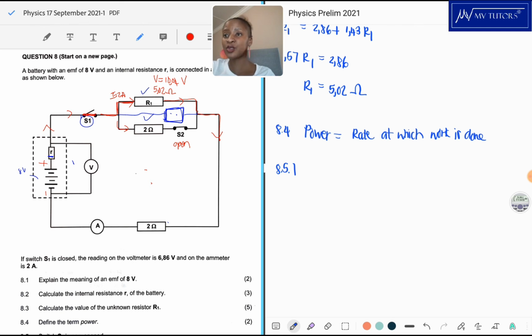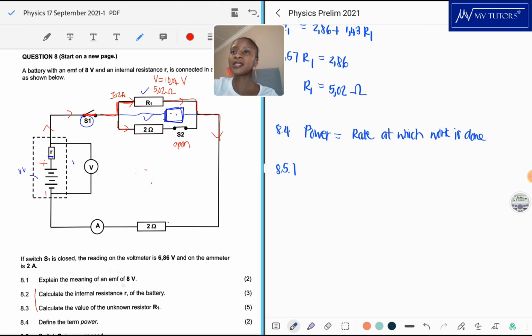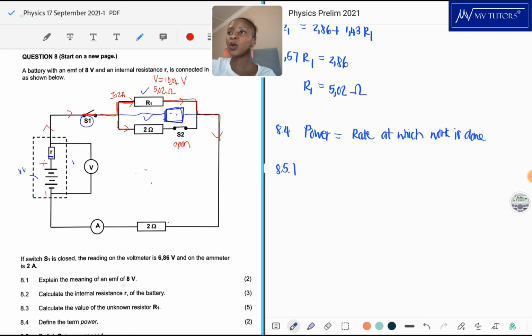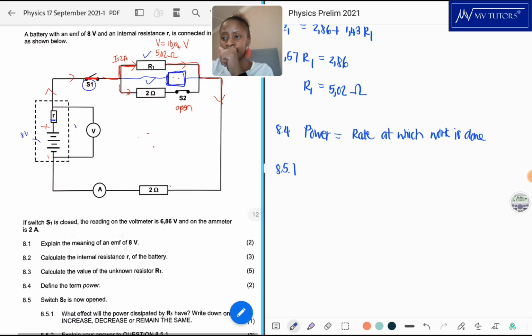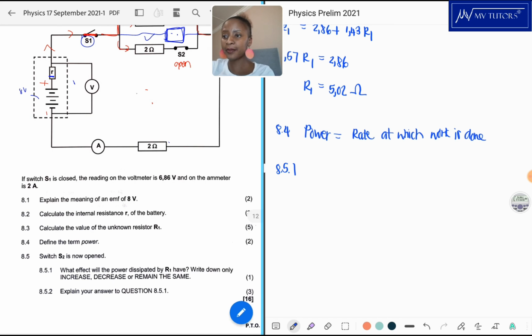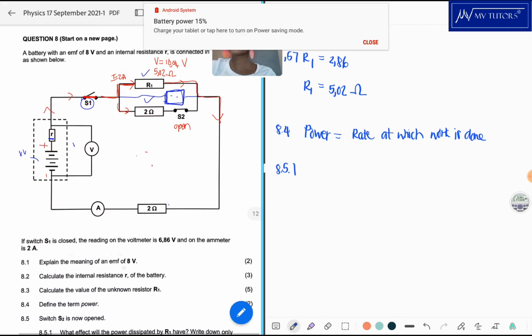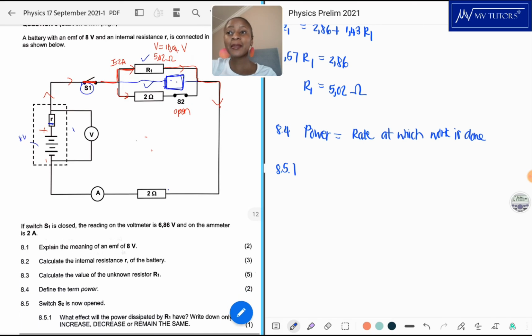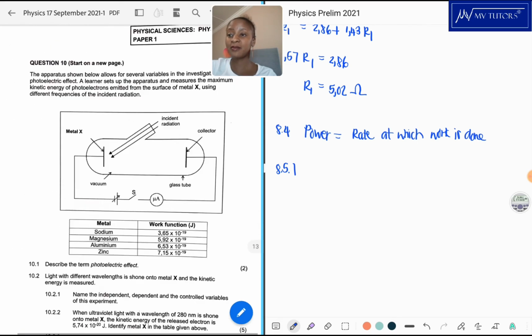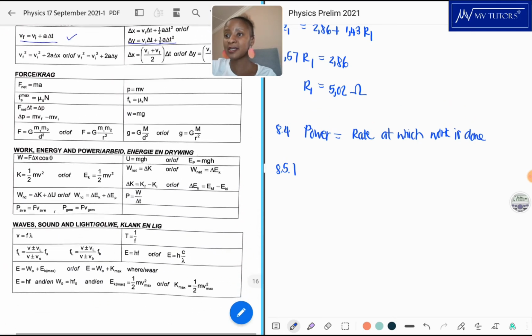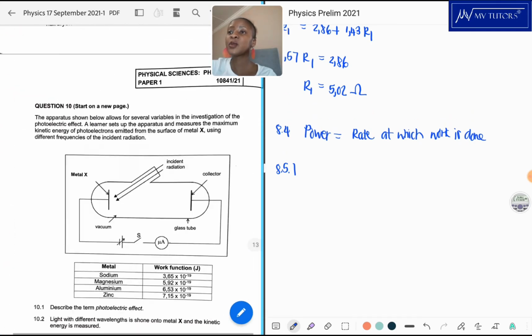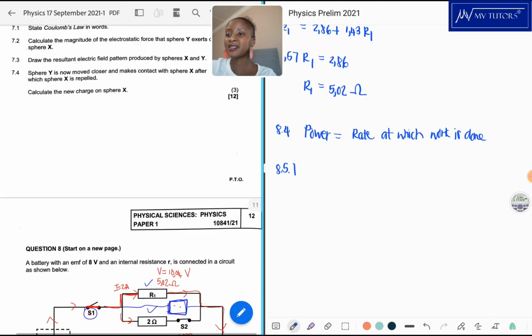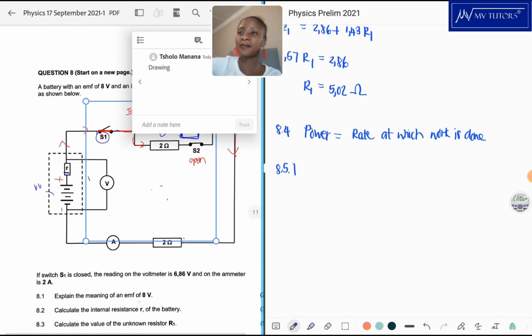But now they want us to state what will happen to the power. Okay, what effect will the power dissipated by R1 have? Okay, so again, battery dying. Okay, so looking at the power equation, let's just look at it now. The other ones, I'm just going to take P is equal to VI.